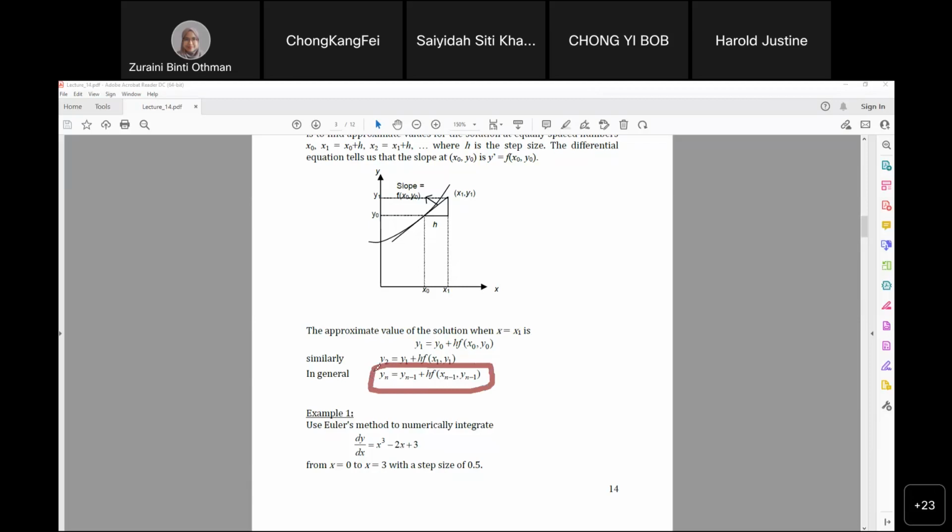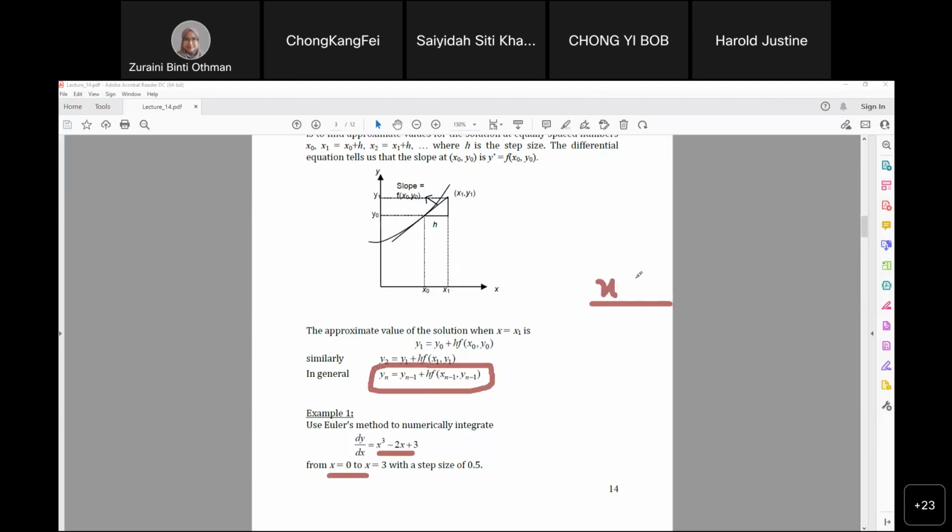This formula will be given. Then this is the general formula for the Euler method. Then this is the question: use the Euler method to numerically integrate. Okay, this is our persamaan pembezaan. We know that our X is from 0 until 3.